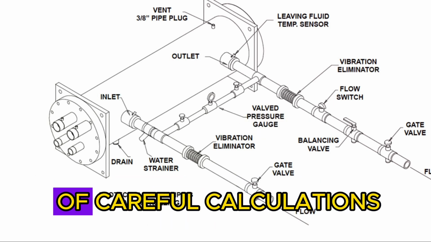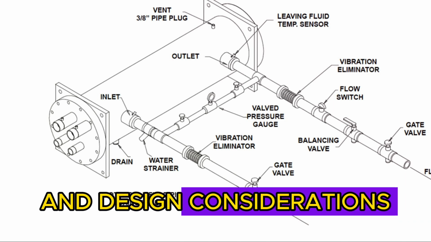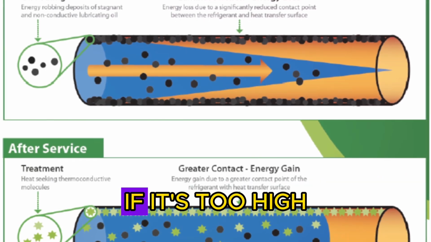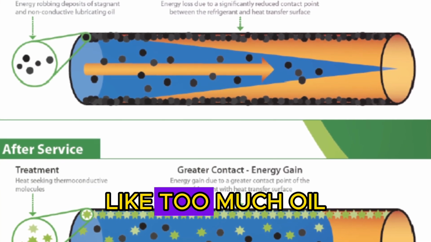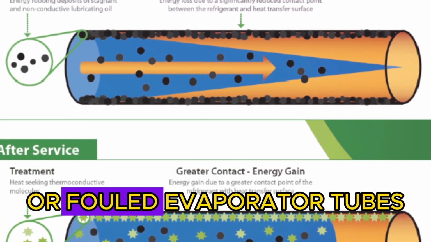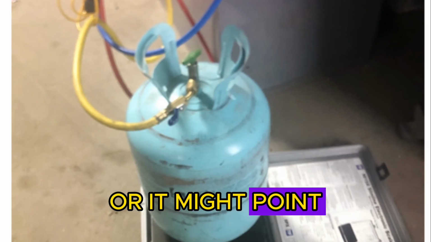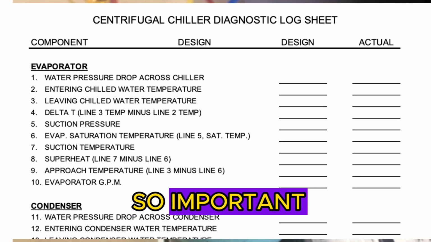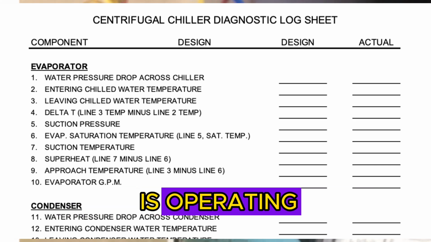It's essential to remember that these numbers aren't arbitrary. They are the result of careful calculations and design considerations. The approach temperature can tell you a lot about your system's operation. If it's too high, it could indicate issues like too much oil stuck in the evaporator or fouled evaporator tubes, or it might point towards a charge issue. That's why filling out a diagnostic log is so important. It gives you a picture of how the whole machine is operating.